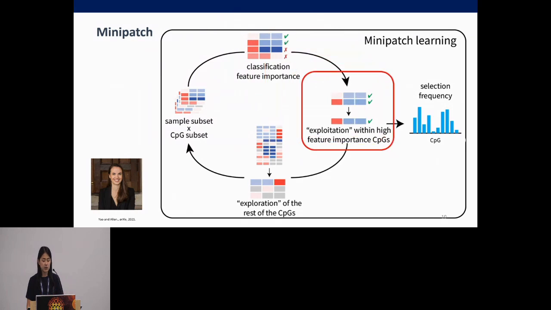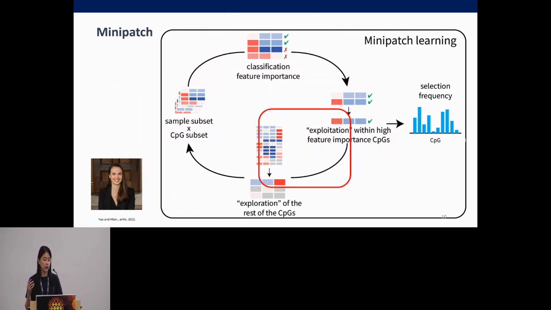And then the CpGs that were in that mini-patch are divided into those that had high feature importance and those that had low feature importance. Those that had high feature importance are exploited by getting picked again and again for the next iterations of the mini-patches. Those with low feature importance are replaced during the exploration step, where the rest of the CpGs that did not get randomly picked during this iteration are replacing them.